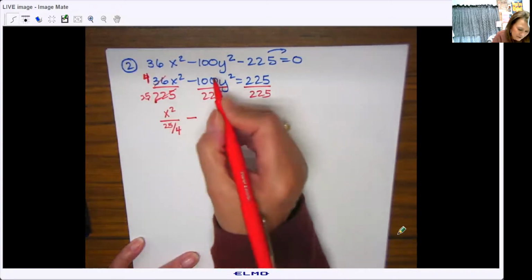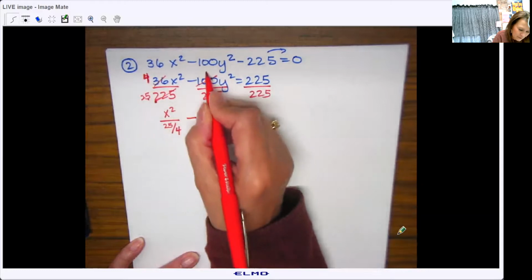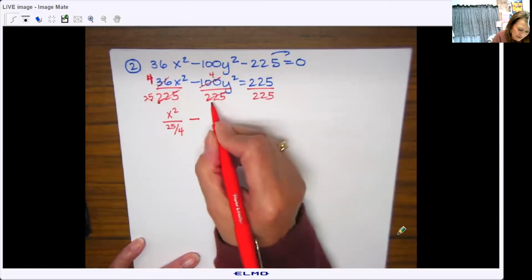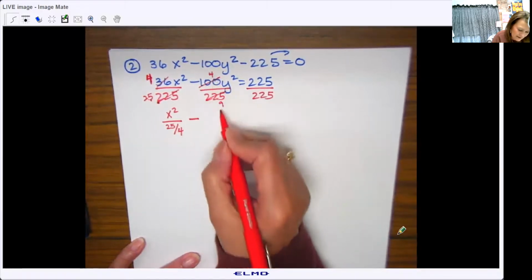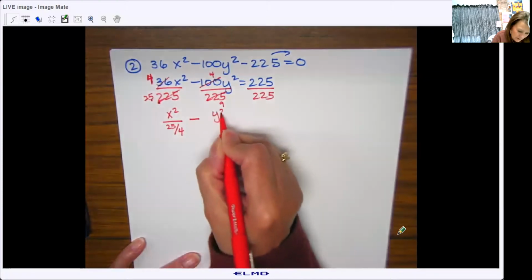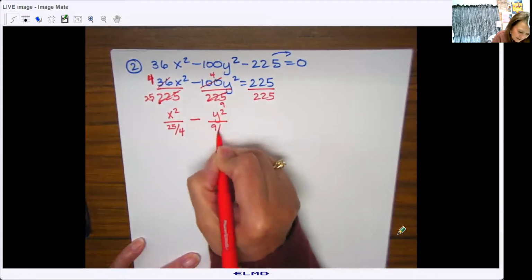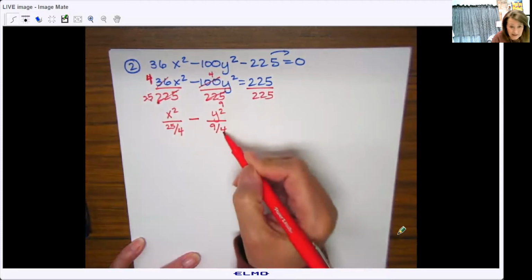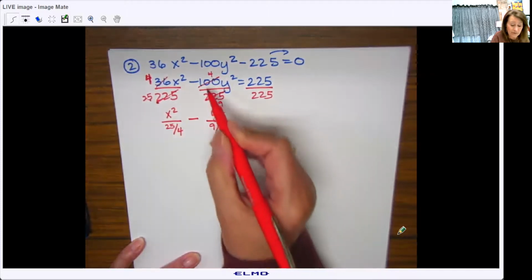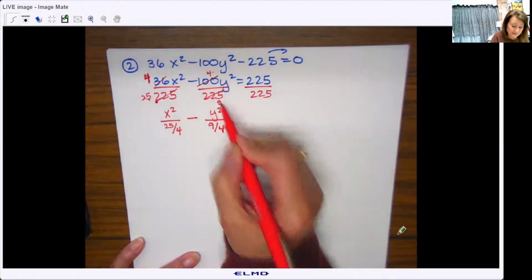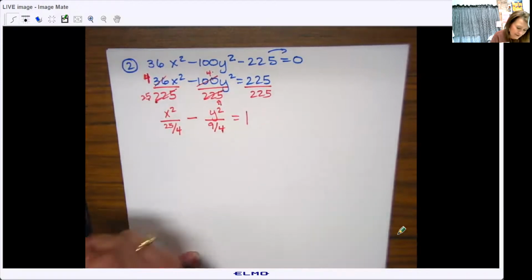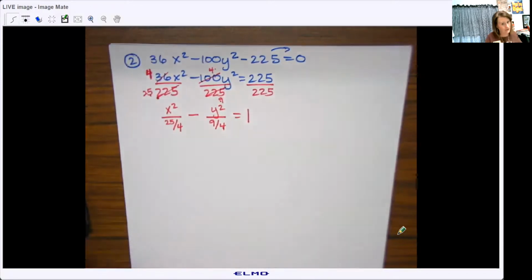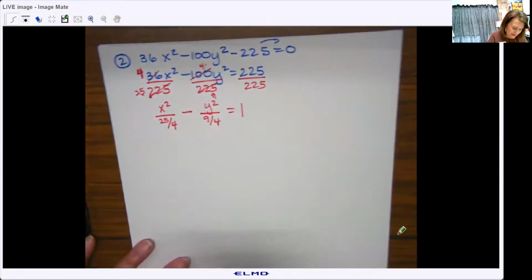Minus, let's see, 25 will go in there, 4. 25 will go in there, 9. So it looks like 4 ninths. So I can write that as y squared divided by 9/4, because dividing by 9/4 is the same as multiplying by 4/9. So there is the equation. We just got the equation. We're supposed to sketch and discuss this thing.